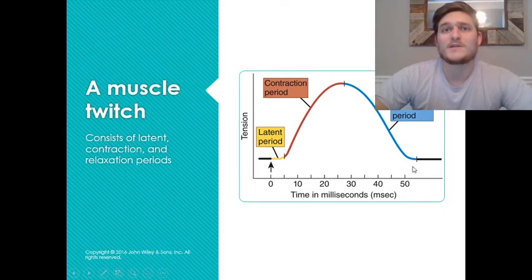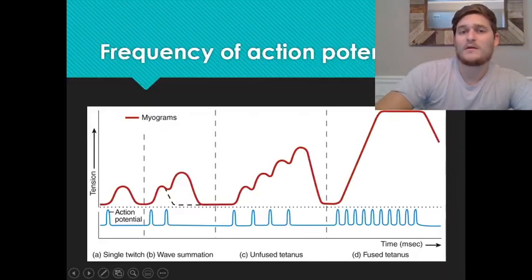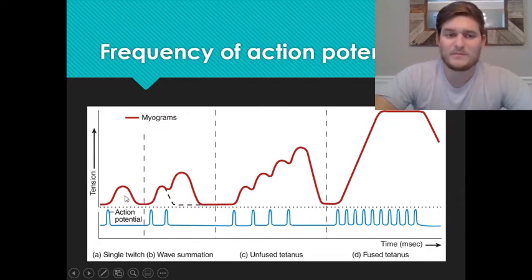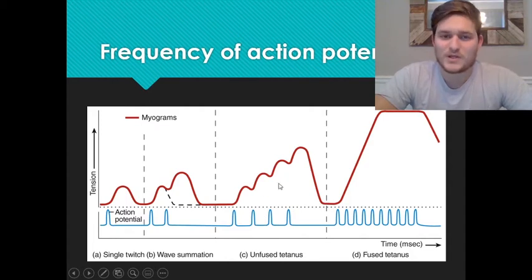But if we want to increase the amount of tension that this fiber could produce, what we could do is send another action potential before it relaxes in order to increase the amount of calcium in the fiber and therefore increase the amount of force produced by that fiber. So here, you see again a single action potential and a single twitch. But if we sent another action potential here, well then now that tension is going to increase. And as we increase the frequency of these action potentials, we get a summation of their forces. And so this will go higher and higher.